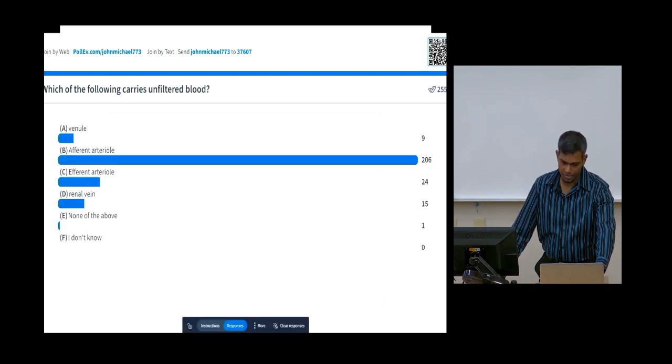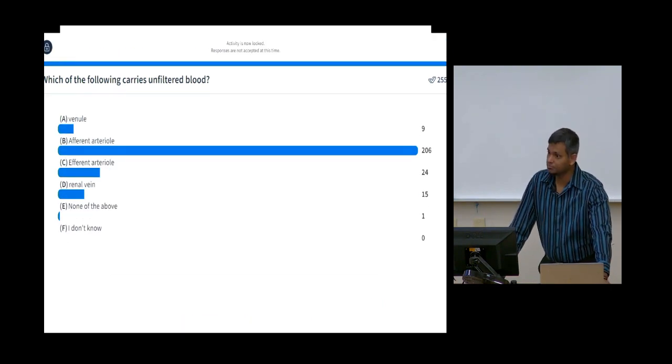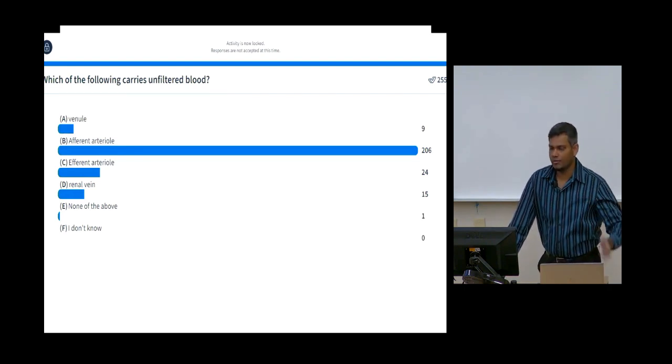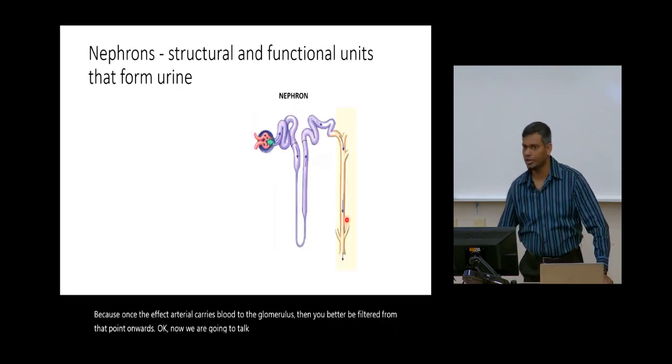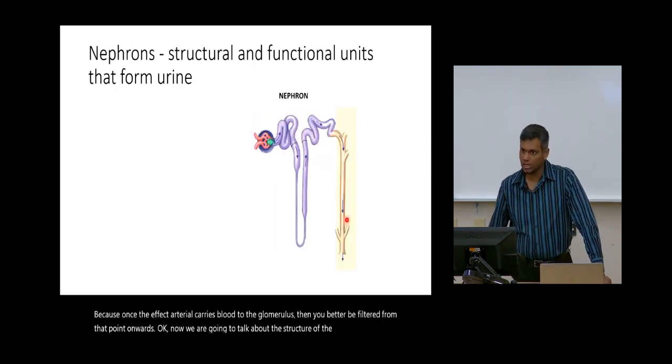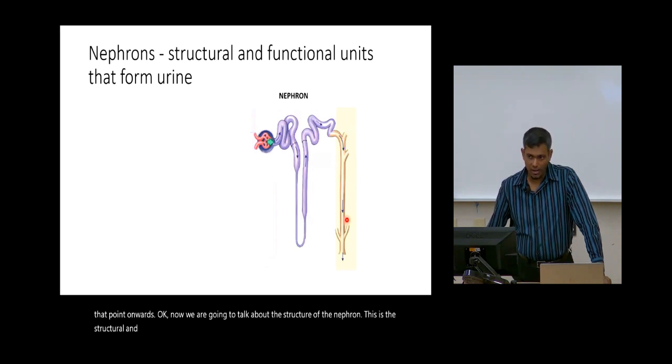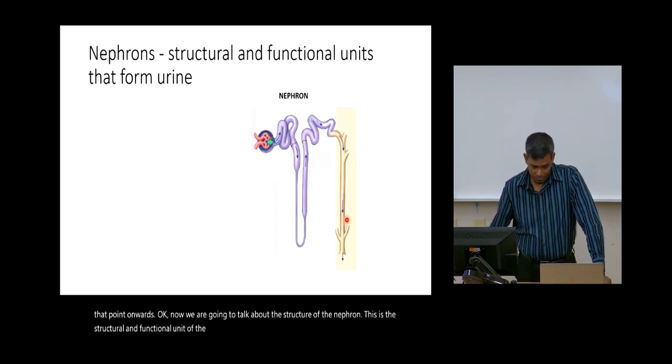Okay, most of you said afferent arteriole, and that is correct, because once the afferent arteriole carries blood to the glomerulus, then the blood will be filtered from that point onwards. Okay, now we are going to talk about the structure of the nephron. This is the structural and functional unit of the kidney, which forms the urine.